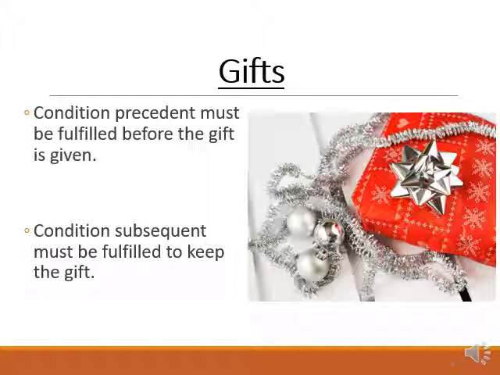If I say to someone, once you graduate from college, I'll give you a car, that's a condition precedent that has to be met for that person to get the gift. The condition precedent would be that individual graduating from college. If I say to someone, I'm going to give you a car and you can keep it unless you don't graduate from college, that's a condition subsequent. The condition comes after. So the person can keep the car as long as that person does graduate from college. So conditions can be placed on a gift.